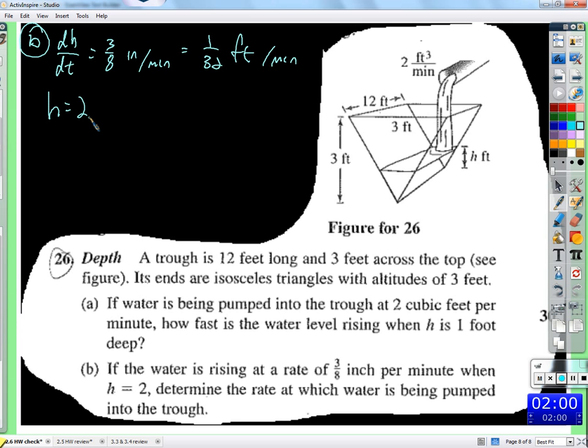Determine the rate at which water is being pumped into the trough. Think about that. The rate at which the height is changing is staying constant, nice and steady. If I want that to stay steady, I have to pump more and more water per minute to keep up with the spreading out of the water as I get closer to this wide opening. So we want to know dV/dt, which I don't know.